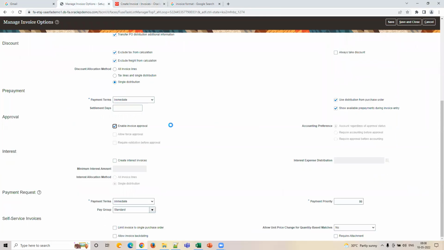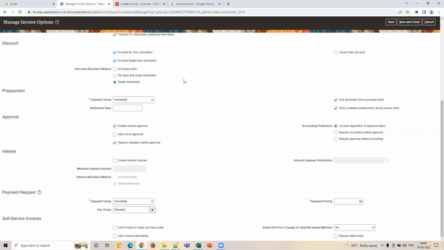If you enable approval, I will recommend enabling this option. Why? Because you cannot send an improper invoice for approval to your manager or whoever is in a higher-level hierarchy, right? So you have to send your proper invoice. So you enable this option. Then accounting preference. Okay.